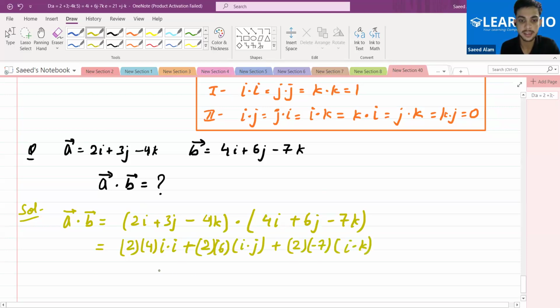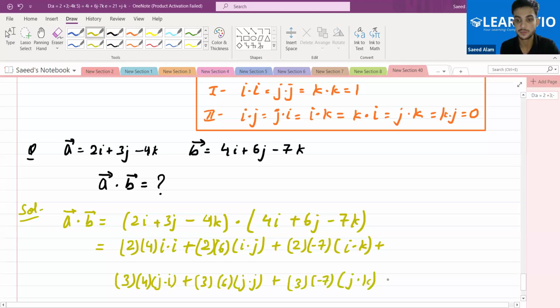Now tell me, Rasha, if we multiply this 3j with this bracket, what will we end up with? 3 into 4, j dot i this time. 3 into 6, j dot j. 3 into -7, j dot k.